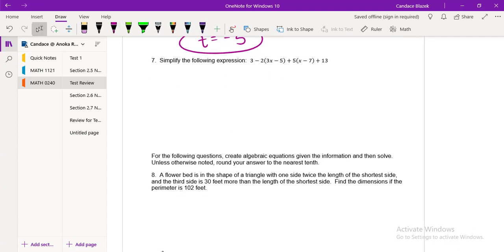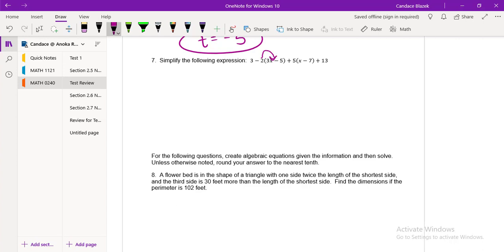Now here we are only asked to simplify the following expression. And I want you to see that the only thing we can do is to simplify the expression because there is no equal sign, so we cannot solve. So I'm not going to do the subtraction because remember, multiplication comes before addition and subtraction with the order of operations. So I'm going to clear parentheses.